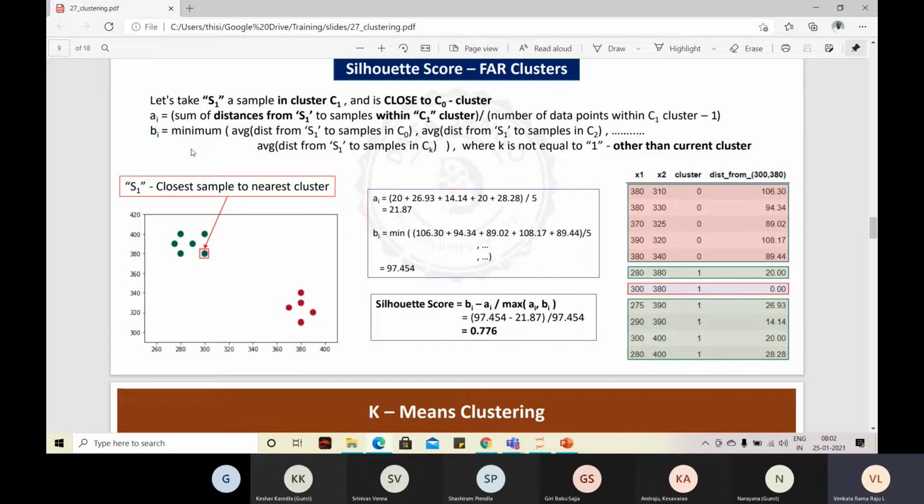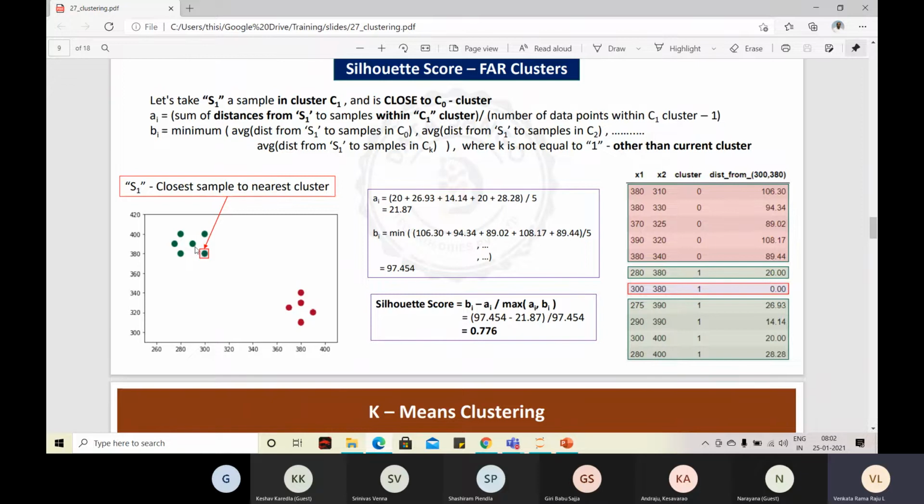Did you get it? The distance between this data point and the closest cluster is Bi. Ai is the average distance. Basically, this is also average only. We are taking C1 cluster minus 1 because we are eliminating the data point in itself. See, this data point in itself is 0. You want to take average, so you should not be doing it by 6, by 5 only. Do you agree with me?